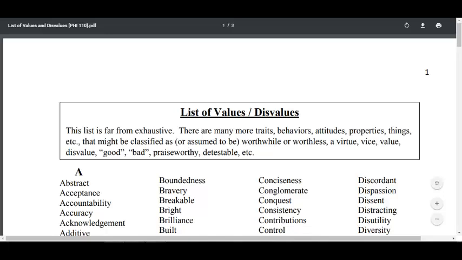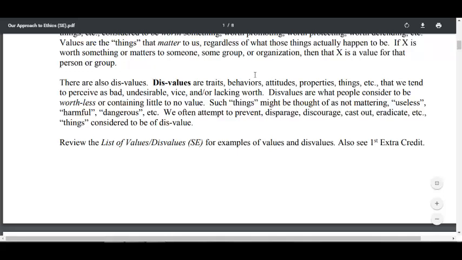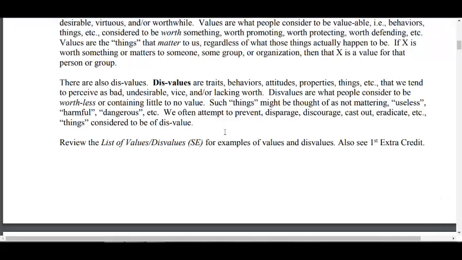Because ethics, as far as the way we're approaching it, is all about values. Thinking about values a whole lot this week and the weeks to come is only going to help you understand it more. So that is the list of values and disvalues. That list appears in this week's module, and you also have an opportunity for extra credit. Just keep in mind the extra credit opportunity does expire. You have about 3 weeks from now to do it. And if you want it, go ahead and do it.